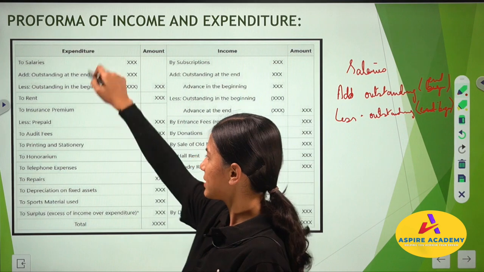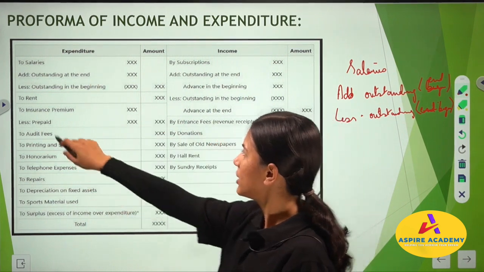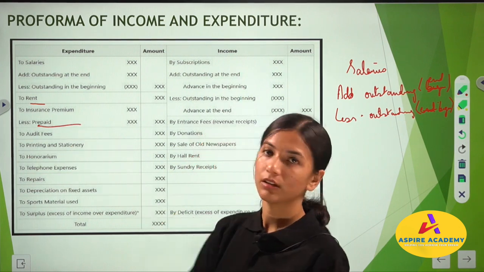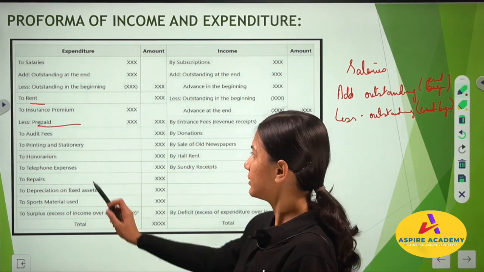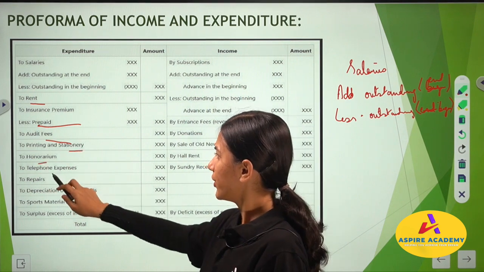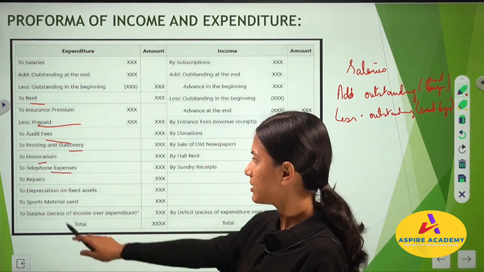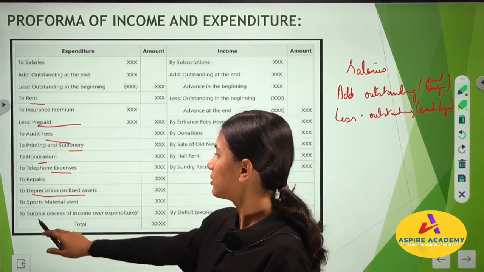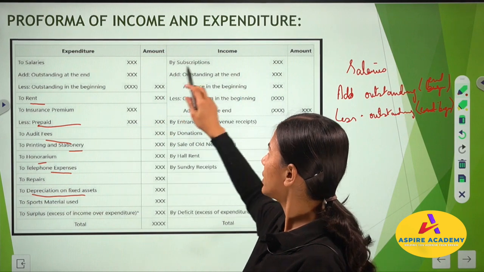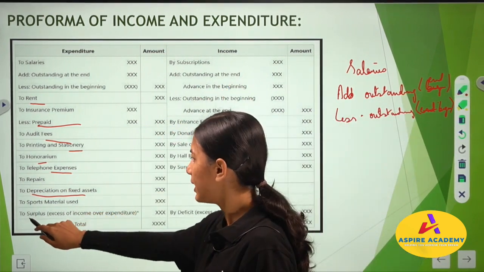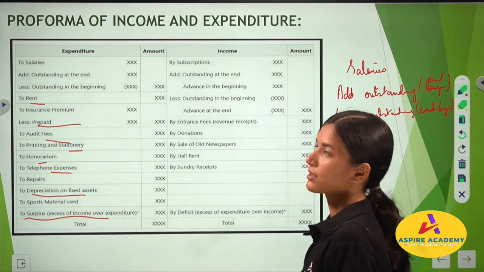Similarly, all the expenses are shown here. So rent is also there, then prepaid expenses will also be deducted. Then the audit fees, printing and stationery, honorarium, telephone expenses, and depreciation are also shown on the expenditure side. Then if the income side is more than the expenditure, the balance is your surplus.